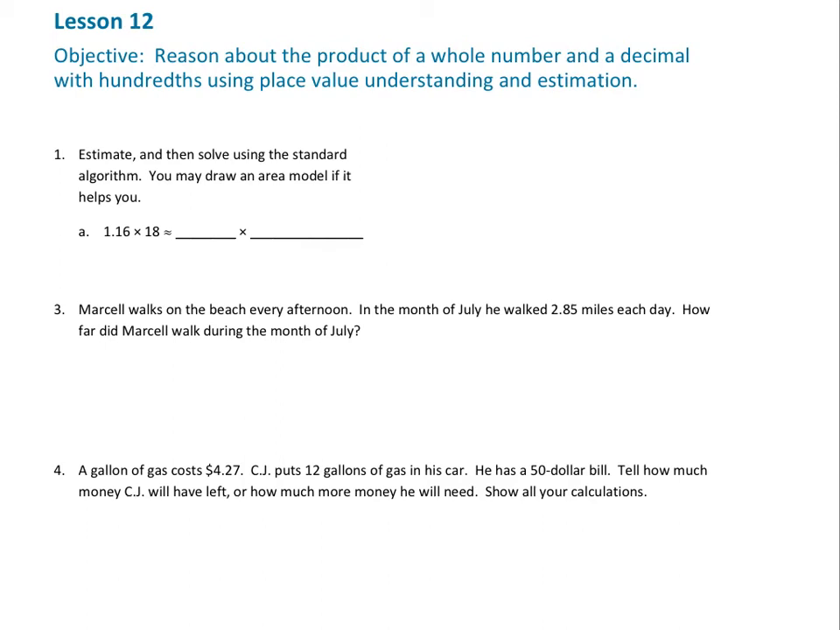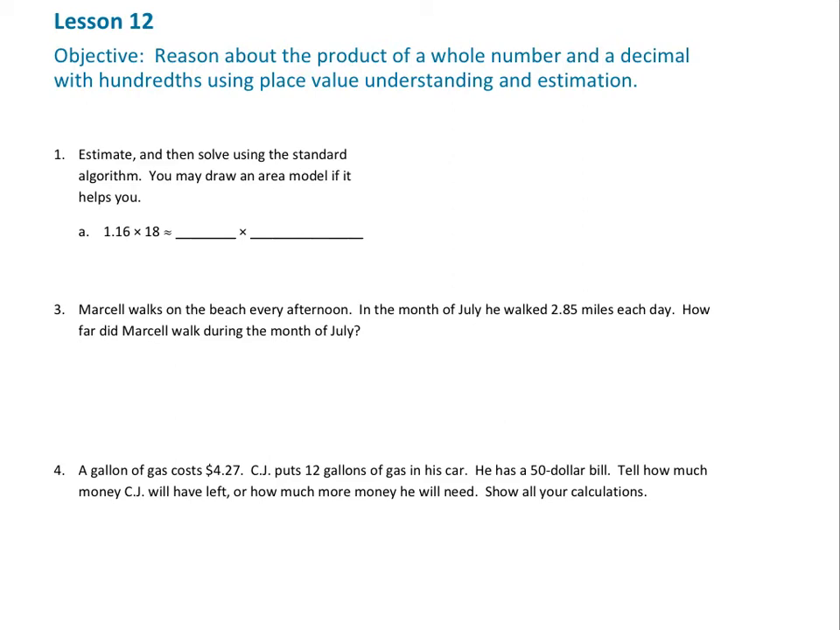Today we're going to look at Lesson 12 of Module 2. The objective says, reason about the product of a whole number and a decimal with hundredths using place value understanding and estimation. Question number 1 says, estimate and then solve using the standard algorithm. You may draw an area model if it helps you.